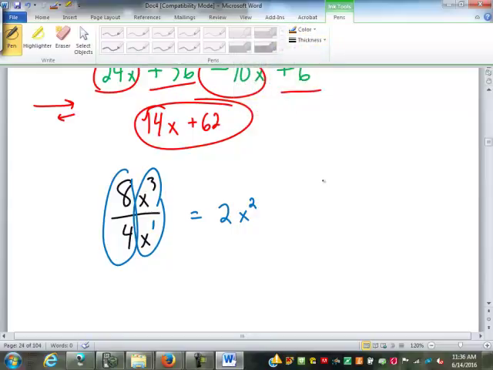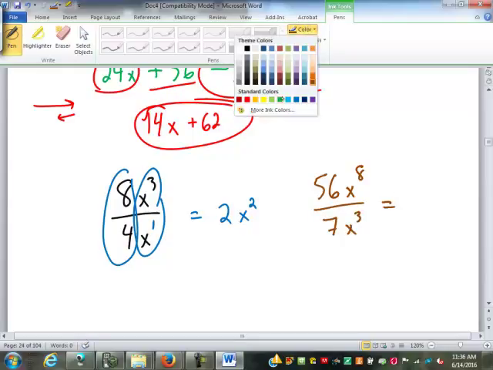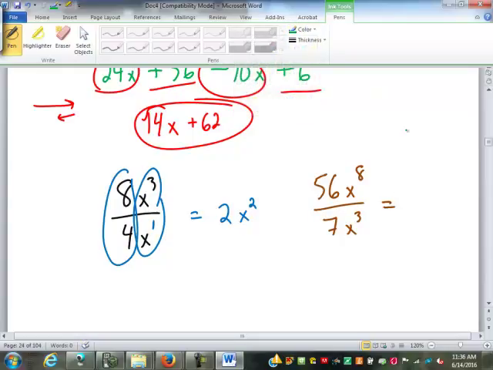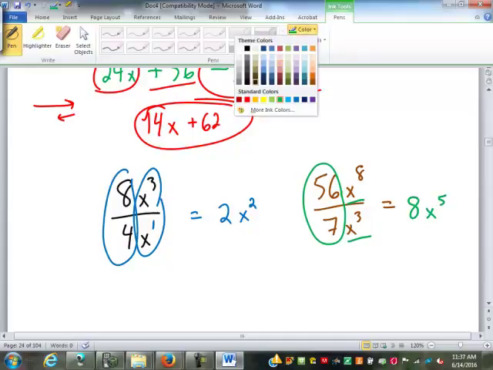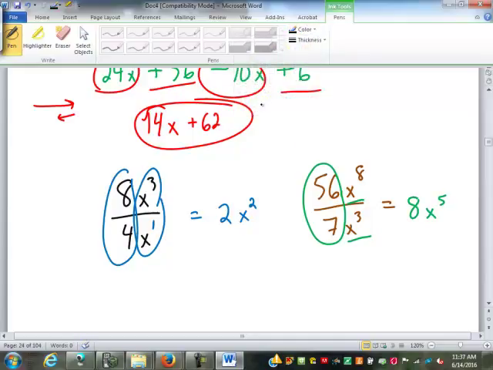So we might have 56 x to the 8th divided by 7 x to the 3rd. We start out dividing the counts, the numbers. 56 divided by 7 is 8. Then we divide the names. X to the 8th divided by x to the 3rd is x to the 5th. Good. We're subtracting the powers when we divide. 8 minus 3 is 5.